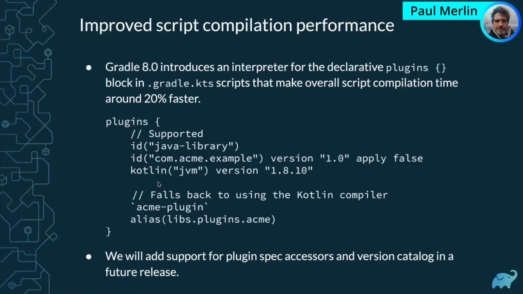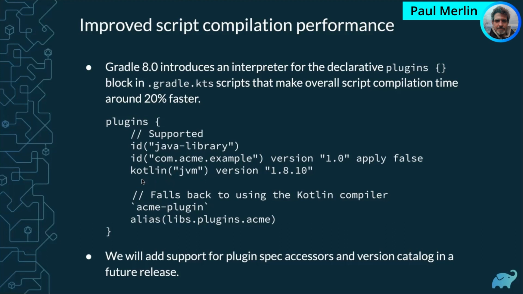We have a number of improvements to the Kotlin DSL in Gradle 8.0. The first one is improved script compilation performance. In this release, we introduced an interpreter that avoids calling the Kotlin compiler for the plugins block, and it provides an overall script compilation time improvement of 20%.